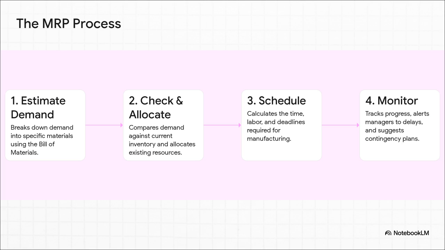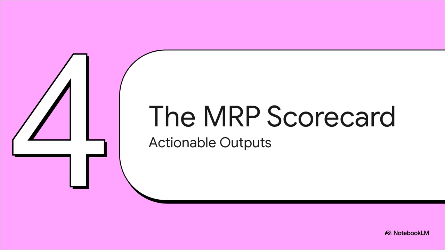And finally, step four, it monitors the entire process, flagging any potential delays and even suggesting backup plans to keep everything on track. All right, so after all that complex calculation, what does the system actually spit out? I mean, what do you get? Well, the outputs are what managers use to run the factory day in and day out. You can kind of think of it as the operations daily scorecard.